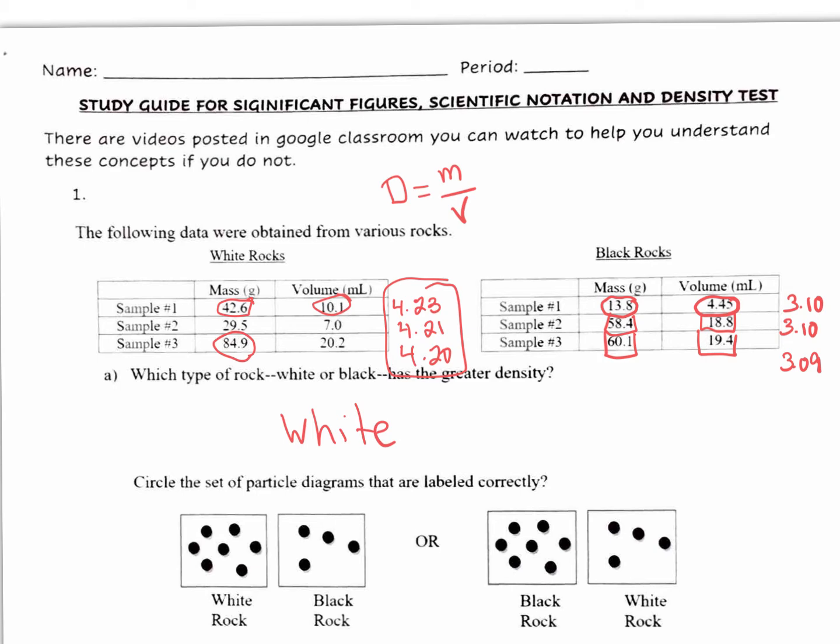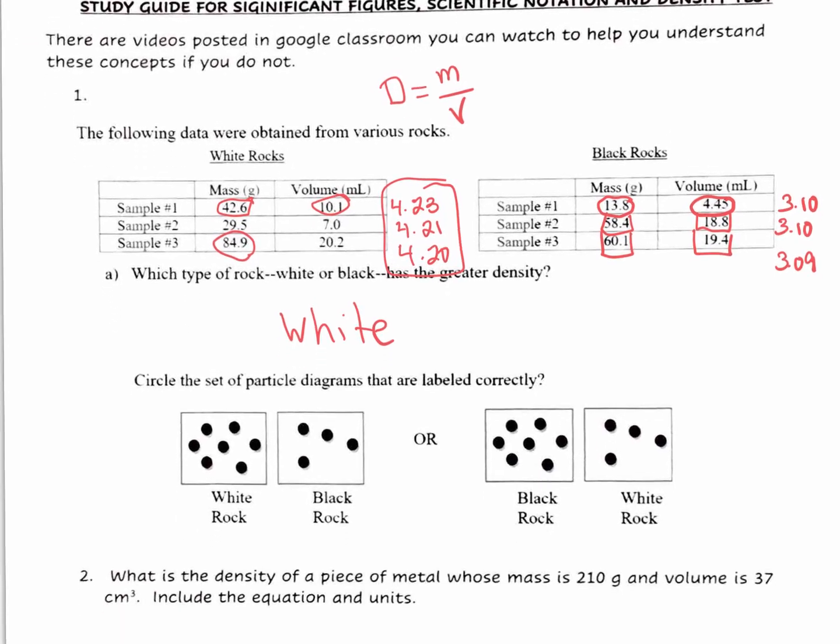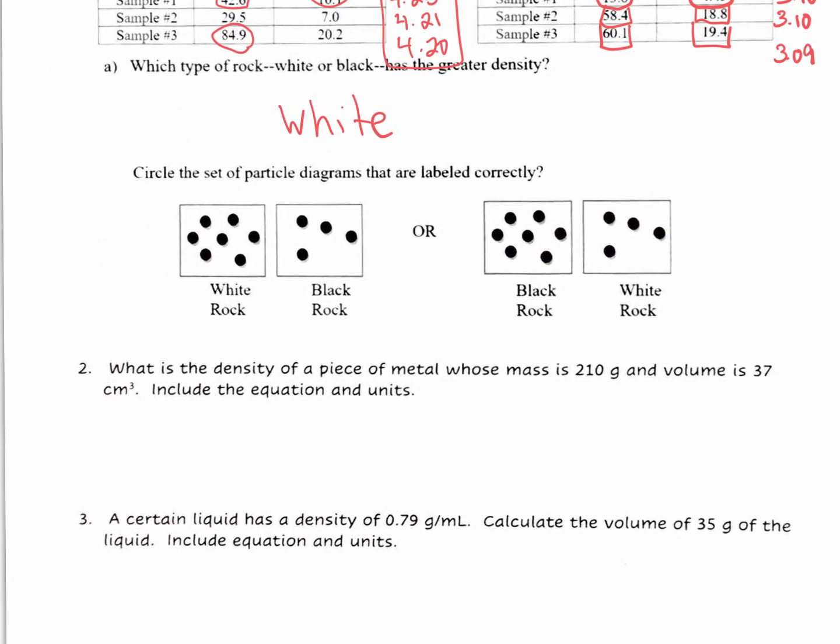All right, and then if you look at the next part of this question, circle the set of particle diagrams that are labeled correctly. So we see a bunch of black dots. Now pay attention, because here it puts the white rock first, and over here it puts the black rock first. So they've flipped it. Well, the white rocks are more dense, so they're going to have more black dots. So that is going to be this one there.